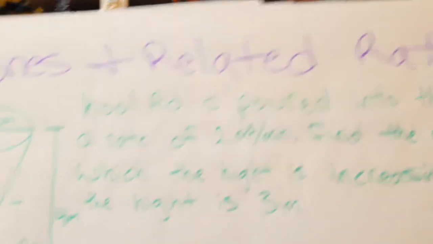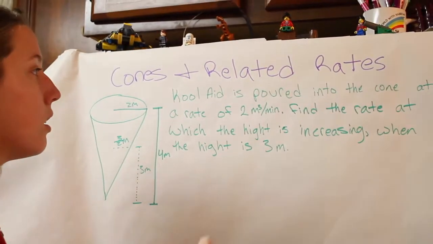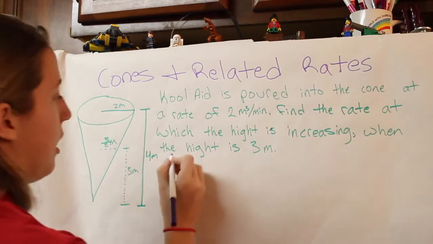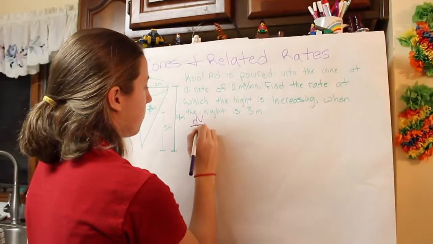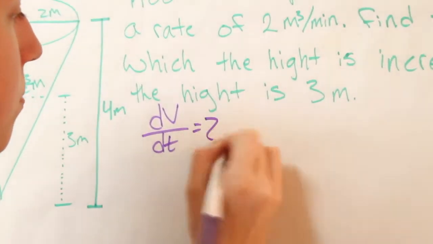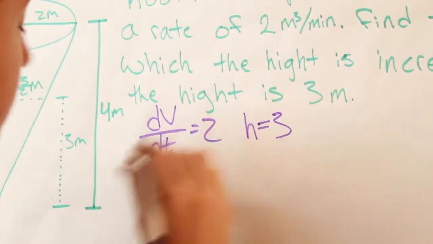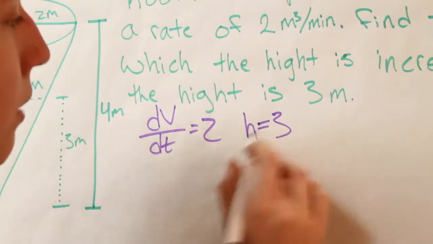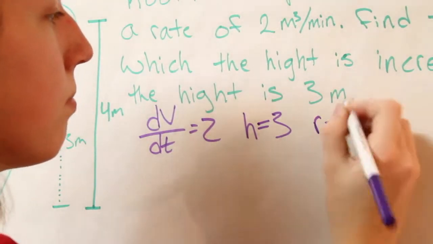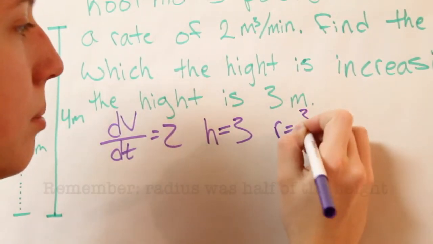Okay, so what we know so far is that dV/dt is equal to 2. The height is equal to 3. The radius is equal to 1/2 of that, so the radius is equal to 3 divided by 2.